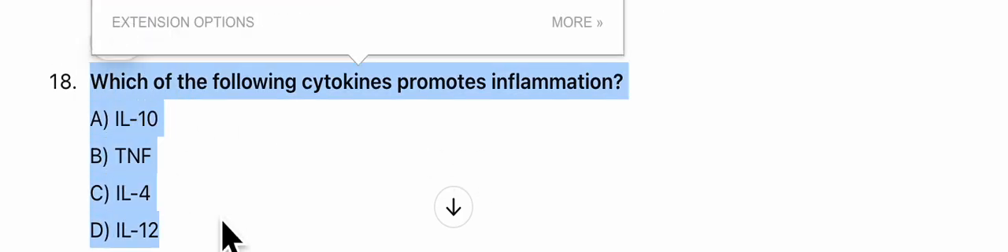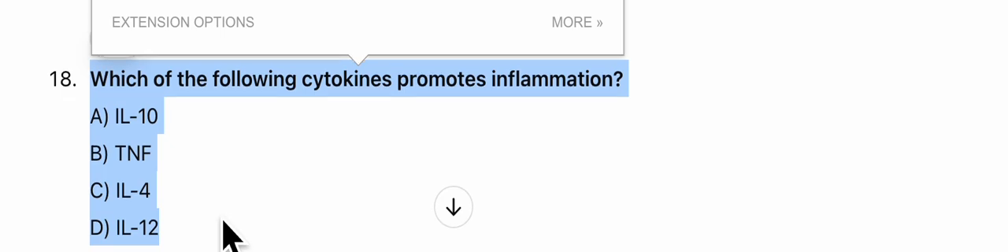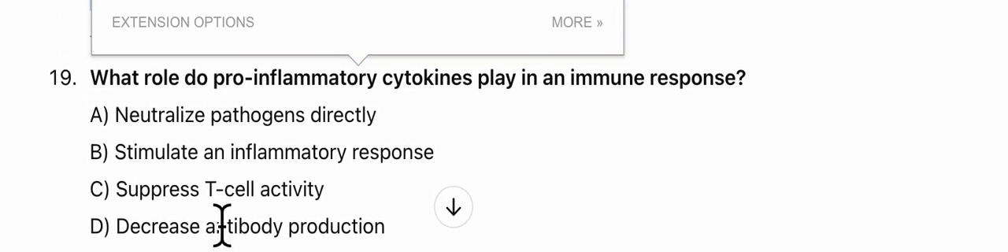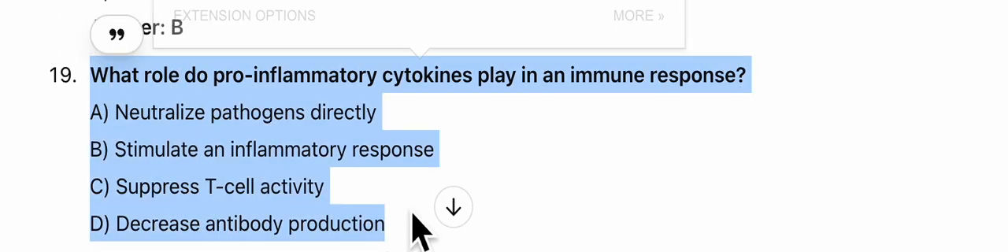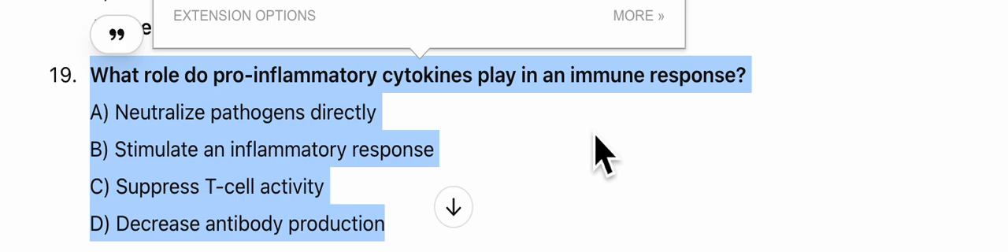Which of the following cytokines promotes inflammation? A. IL-10, B. TNF, C. IL-4, D. IL-12.